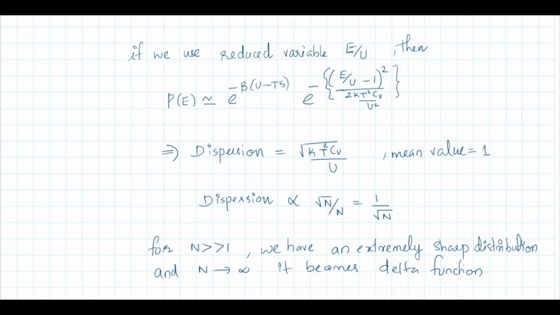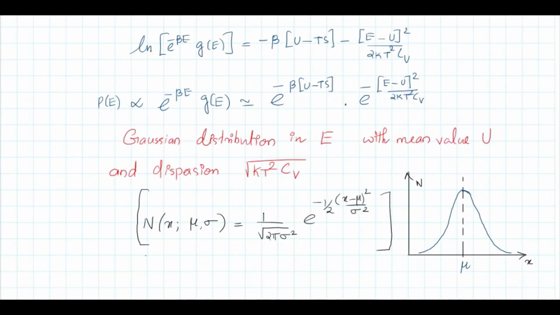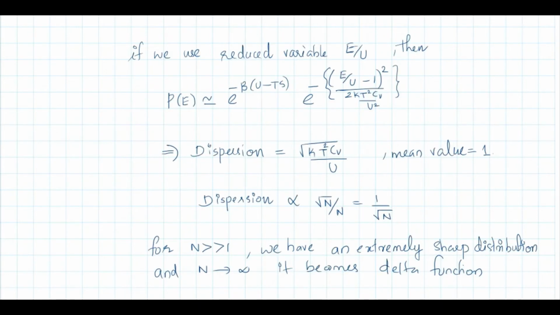So what is the meaning of this? If n is very much greater than 1, and that is the case with most statistical systems, dispersion will be very small. Dispersion will be very small means this width is very small. So you will get a sharply peaked function, an extremely sharp distribution. And in the limit n tends to infinity, it becomes a Dirac delta function.